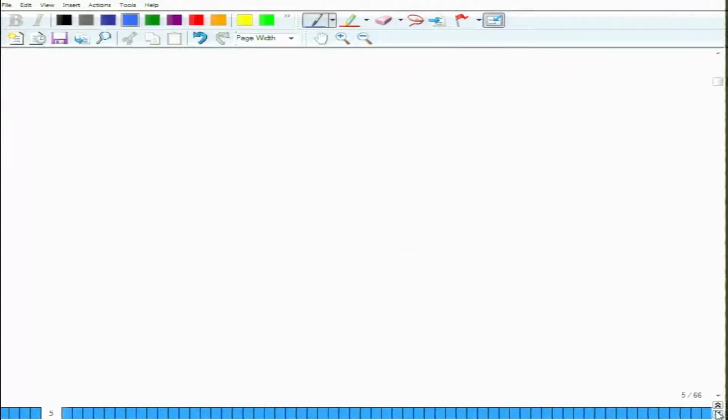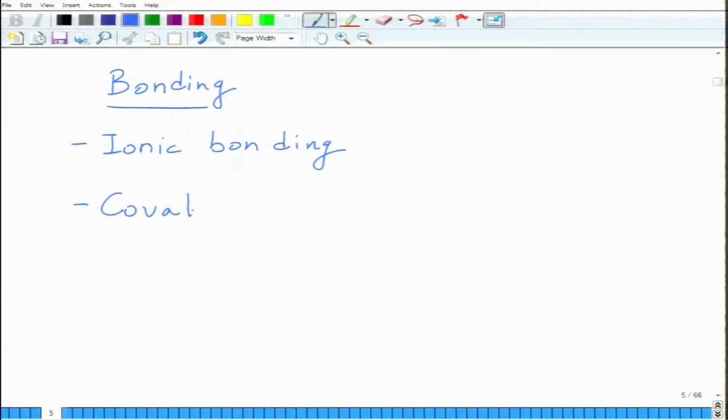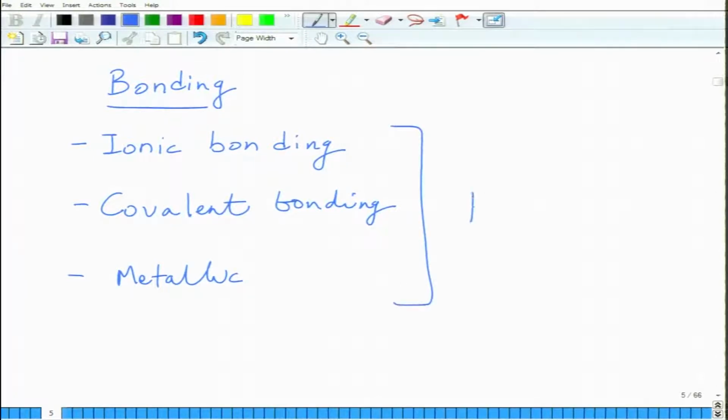There are three kinds of bonding that we primarily come across or study. First is ionic bonding, second is covalent bonding, and third is metallic bonding. And these are all primary bonding methods, okay. So this is called primary. Then there is another class of bonding which is called secondary bonding.